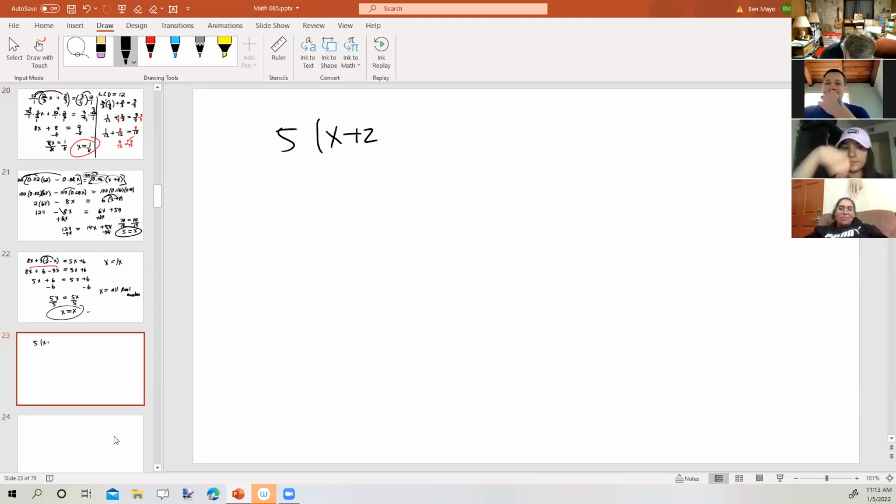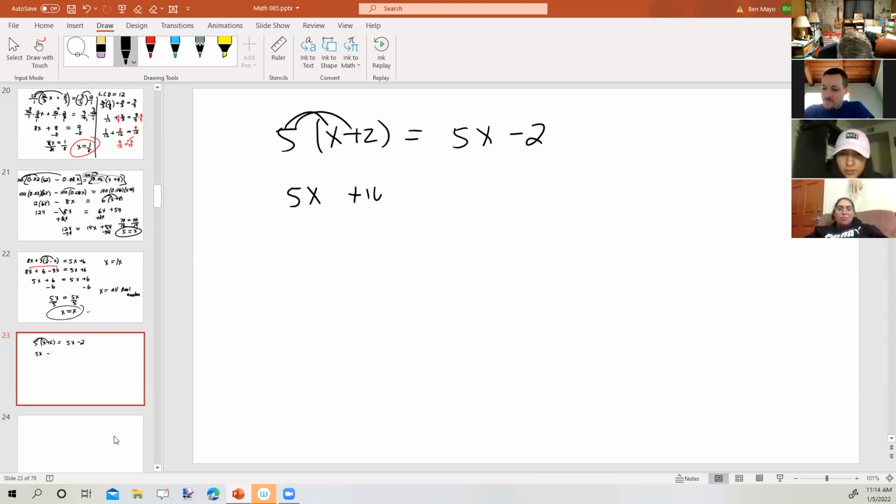5 times x plus 2 equals 5x minus 2. Okay. So we've got to simplify on the left side of the equation. So we get 5x plus 10 equals 5x minus 2.